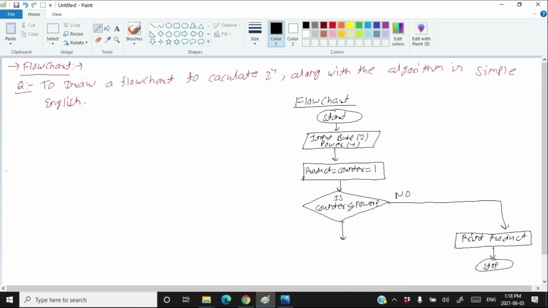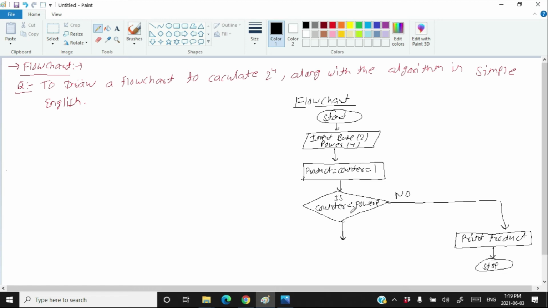But if this condition holds, meaning counter is less than power, the idea is that you keep on multiplying product and base while the counter is less than power. Start from 1, you multiply base and product, then counter will be 2, you again multiply base and product, then counter will be 3, you again multiply, then the counter will be 4. If the counter is 4, then this condition will not hold true because you have to multiply only for counter less than power, not for equal to.